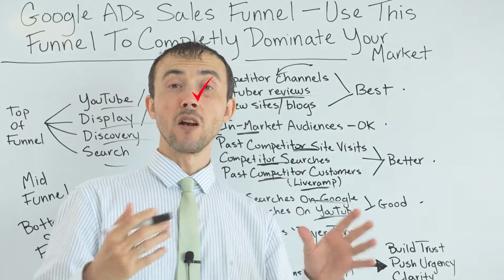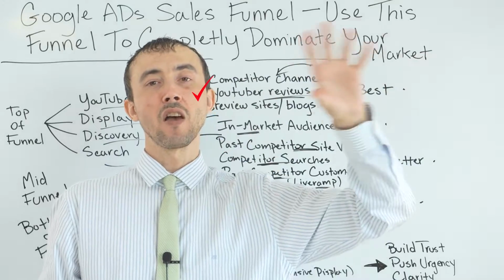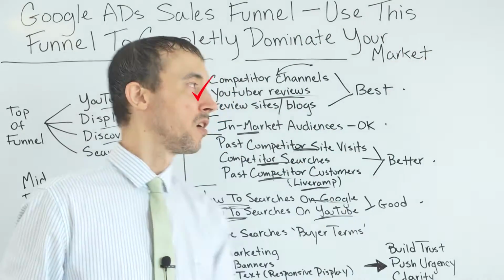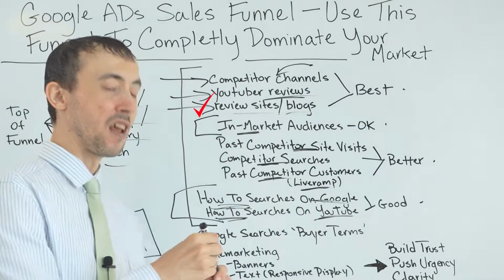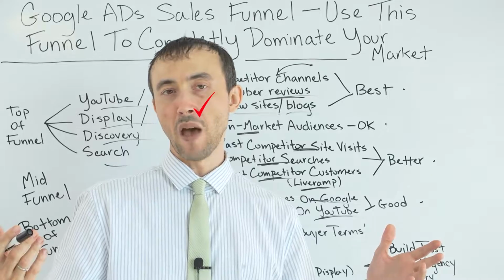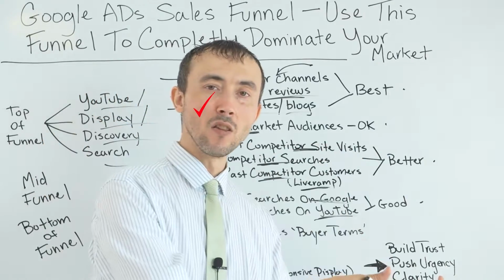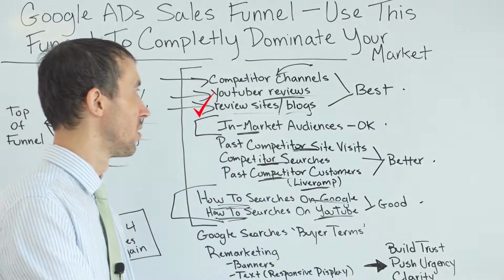So outside our competitor's channel, if somebody's had a video on YouTube talking about that competitor, I'm also going to have my video ads play during that video. And then furthermore, on review sites or blogs. So if you've got an industry review site, you sell mattresses, there's a mattress review site, you want to advertise on those sites using Google Display Network ads, have banner ads show up on those sites.